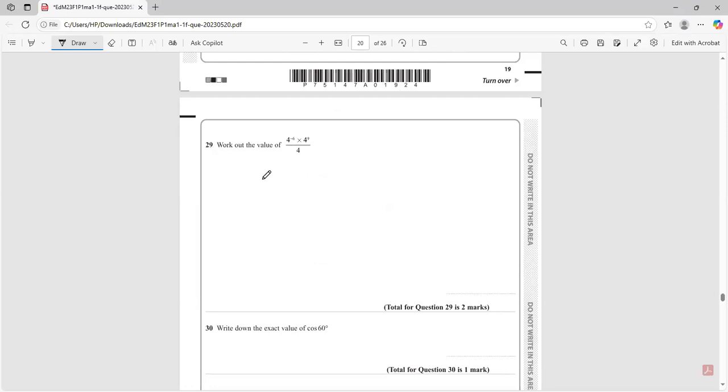Work out the value of this. Okay, so let me see if you remember. All right, so tell me what I'm going to do to solve this question. It's a question on indices. Can you tell me the rules I'm going to use? Let's write down the rules I will use. Yes, what's the first rule I'll use?